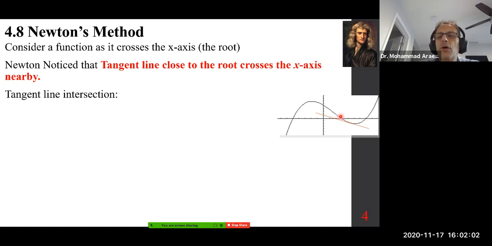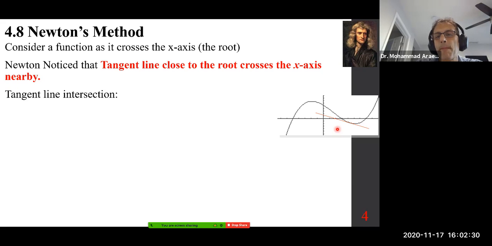So if we draw a tangent line nearby, for example, at a point whose x-coordinate is not a zero of the function, but it's nearby, the tangent line crosses the axis somewhere else, but that point is close to the actual x-intercept. So I want everybody to see this concept.